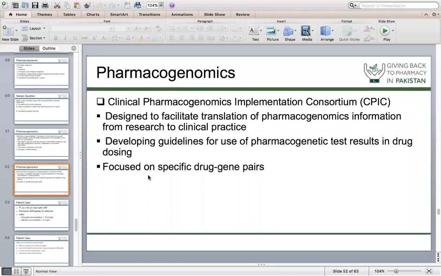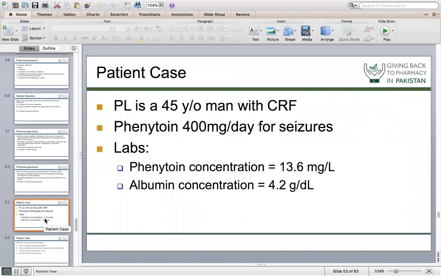So this is an emerging field. In the US they have already started it, and I think in the Middle East also they are trying to apply this in clinical practice. This is focused on specific drug-gene pairs. Okay, that's all, and we'll end our presentation with certain cases.